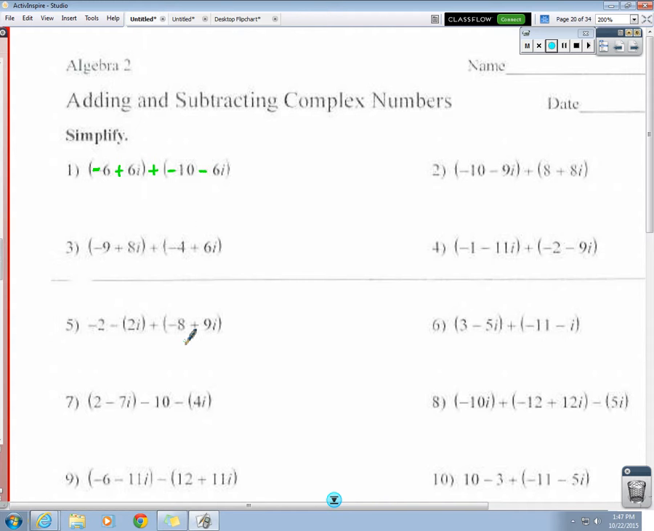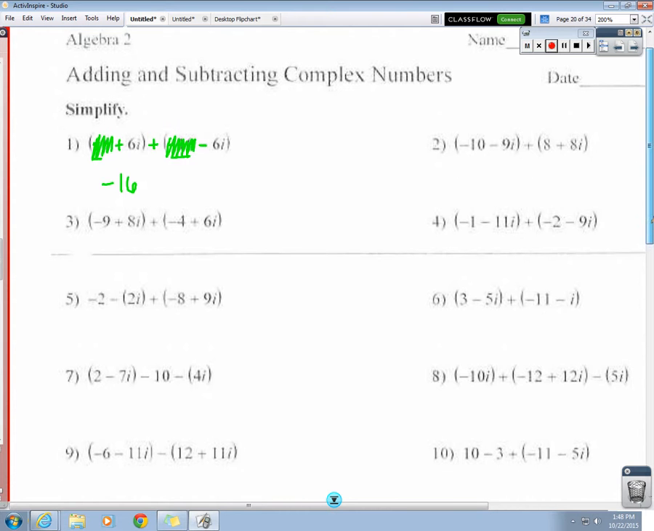Okay, so what are the 2 constants in that problem? -6 and -10, right? Now, when we combine those by adding them, what do you get? -16. Okay, so now we're done with the constants. We combine them and they made -16. Now we're going to combine these complex numbers. We have 6i plus -6i. If you have 6 i's and somebody takes away all 6, 0. So we're done. That's the final answer.